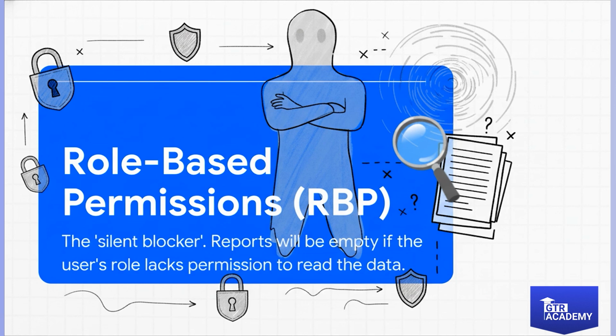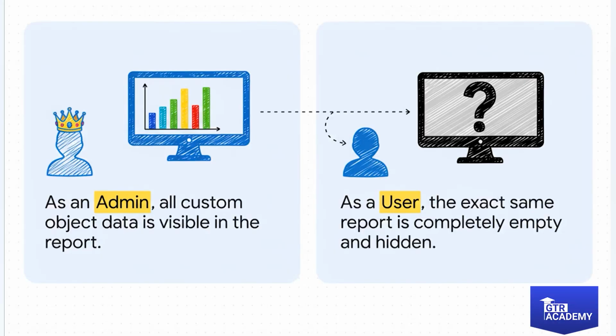The report will just come back empty because the system is quietly and correctly doing its job of hiding data from someone who isn't allowed to see it. And this right here? This is the classic symptom, the dead giveaway. As an admin, you run the report and you see everything. It looks absolutely perfect. But then a regular user runs that exact same report and they get nothing, zilch. The data is there, but it's completely shielded by their permission role. If you ever see this happen, your first thought should be RBP.